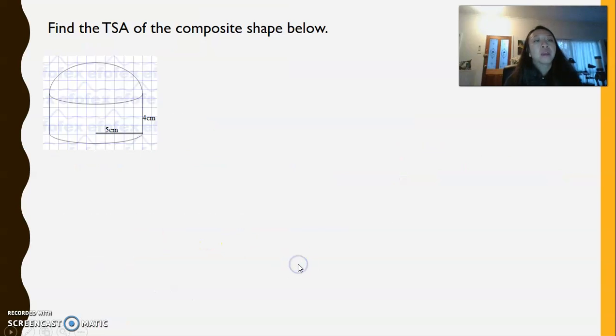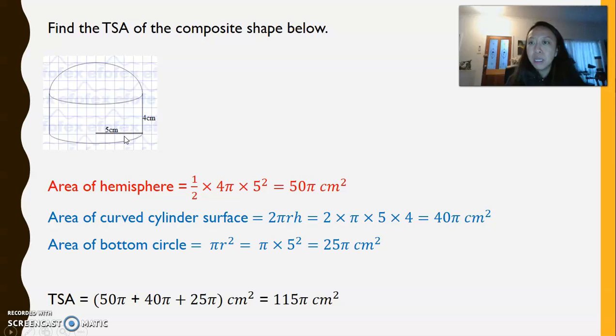Okay, so now how do we find the total surface area of the composite shape below? This composite shape is actually a hemisphere and a cylinder. Previously we learned total surface area is all the exposed areas. The area of the hemisphere will be, because a sphere has 4 pi r squared as its total surface area, and this is half of a sphere, we have to half 4 pi r squared. So this will give us 50 pi centimeters squared.